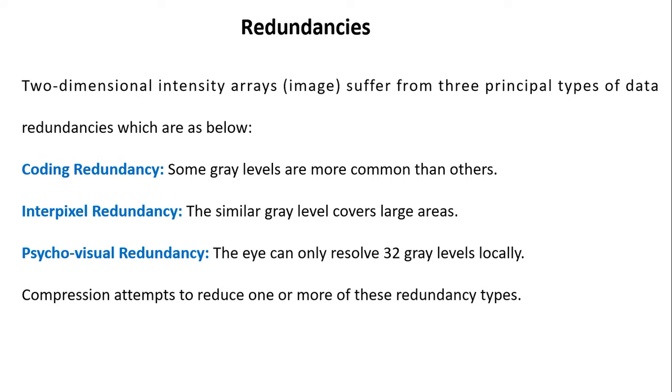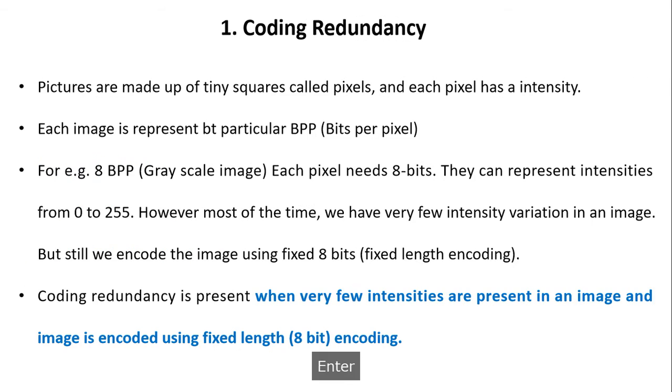Redundancies. A two-dimensional intensity array, that is nothing but an image, suffers from three principal types of data redundancies, which are as below. First is coding redundancy: some gray levels are more common than others. Interpixel redundancy: the similar gray level covers larger areas. And third, psychovisual redundancy: the eye can resolve only 32 gray levels locally. Compression attempts to reduce one or more of these redundancy types.